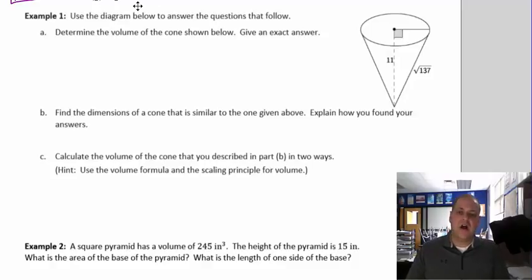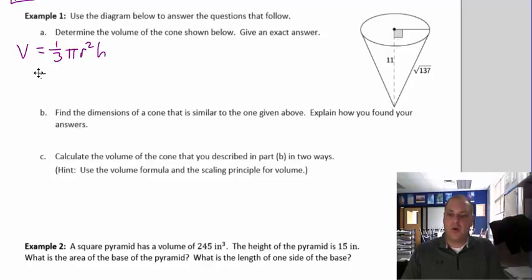So determine the volume of the cone shown below. Now, for the volume of a cone, we do need to do 1/3 pi r squared h. The problem with this particular cone is that we don't know the radius. The height is 11, but we don't know the radius.